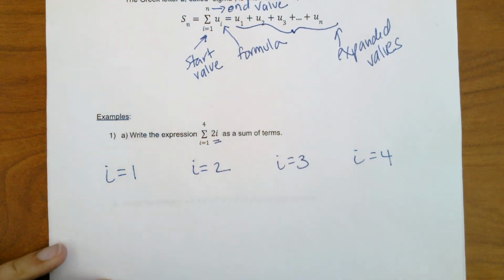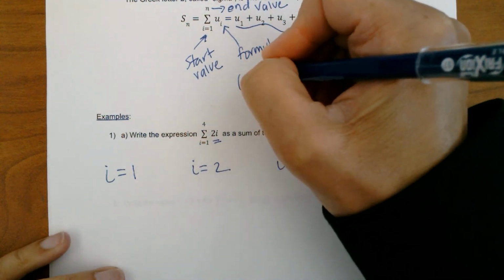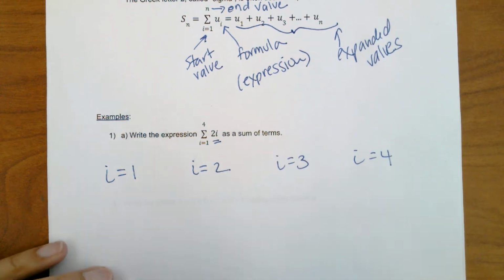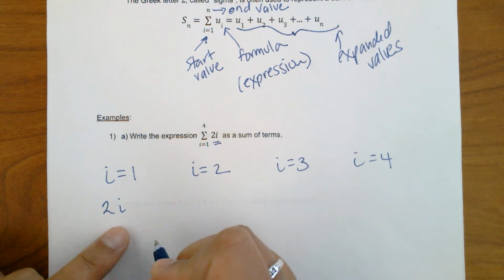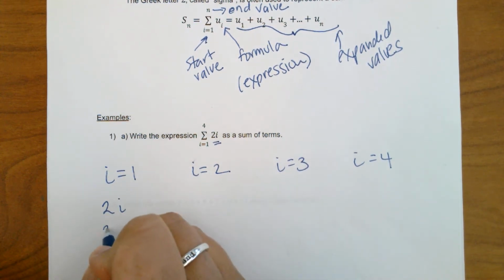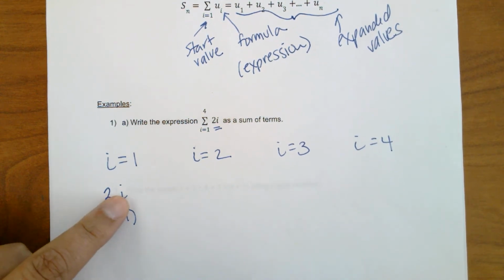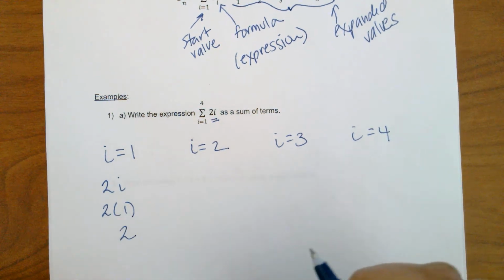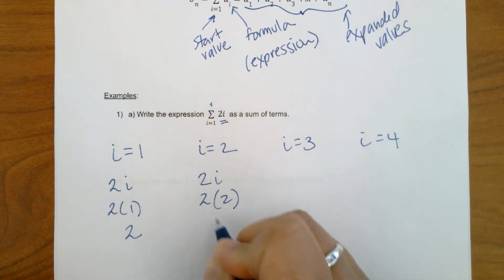Now, what we're going to do is use this little expression that they gave us, and we are going to substitute in where the i is the number that they gave us. So this would be 2 times 1. And 2i, remember, is 2 times i. So it's going to be 2 times 1, which is 2. Here, 2i would be 2 times 2. 2 times 2 is 4.